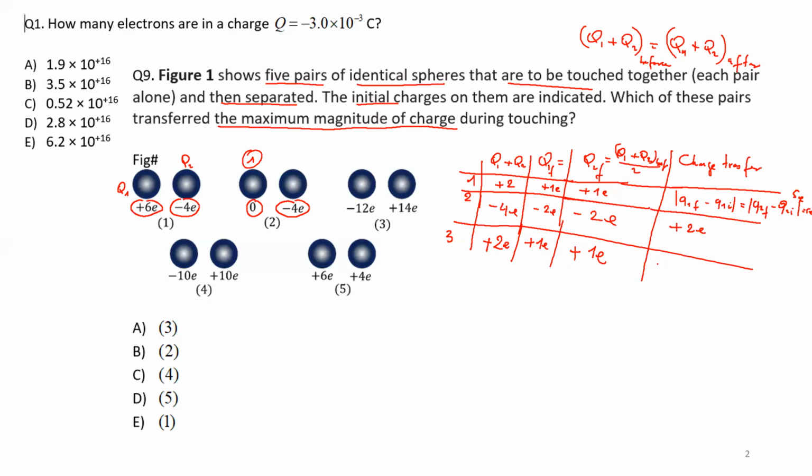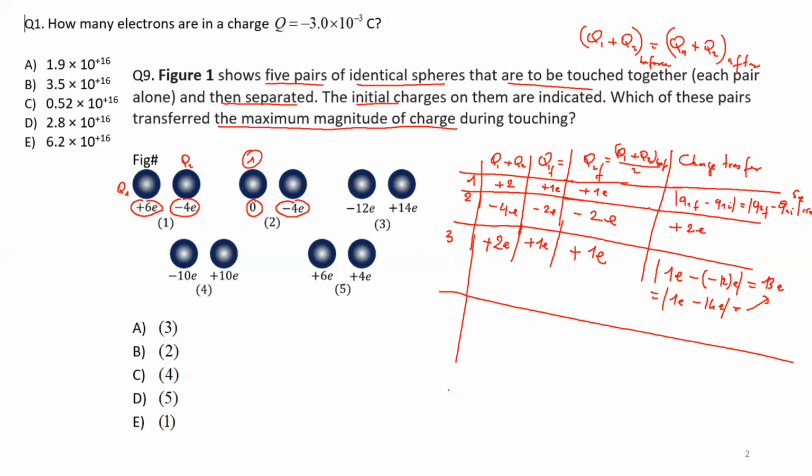Now, what's the charge transfer? The charge transfer will be Q1 initial to Q1 final, which is 1e minus 12e. And this gives me how much? 13e. Okay. And the same thing for this one. Of course, the initial to final here will be 1e and then minus 14e. Of course, this will give you the same answer, etc., etc. So you get the idea.